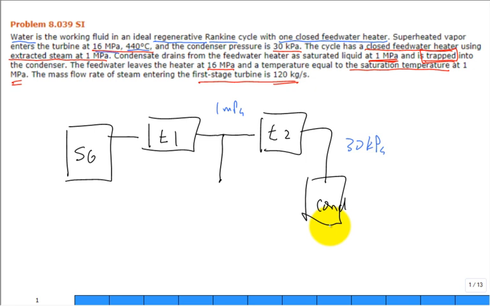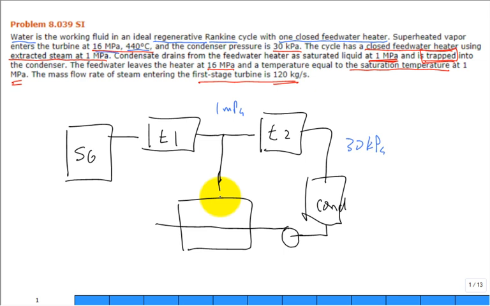All right, now after the condenser, you come out and you're going to have saturated liquid, put it into a pump. The pump is going to blow it right on through this feed water heater. It's a closed feed water heater. And they tell us about the pressure coming out here. Isn't it 16 megapascal, just like it's 16 megapascal up here?